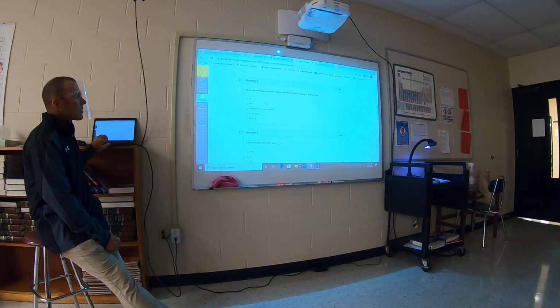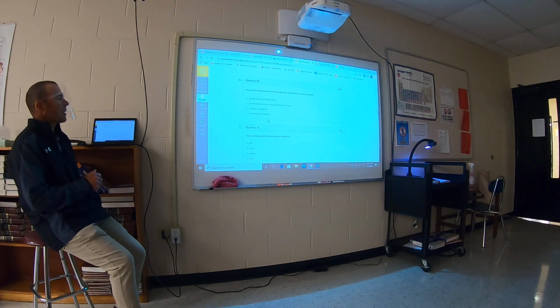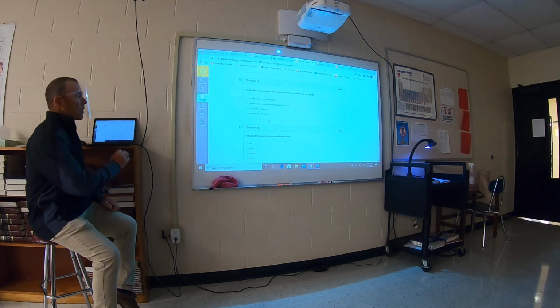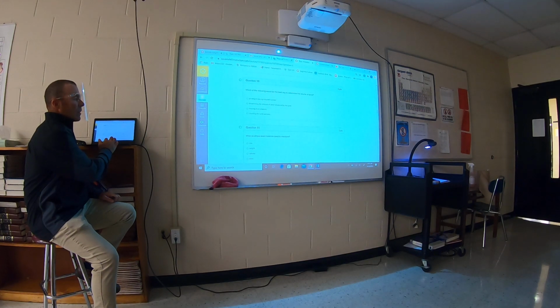Number 8, where did the droplets on the test tube come from in heating baking soda? That was the baking soda. Number 9, a milliliter is the same as a cubic centimeter. Number 10, which of the following would be the best way to determine the volume of sand? Determine the amount of water displaced by the sand. This one right here.